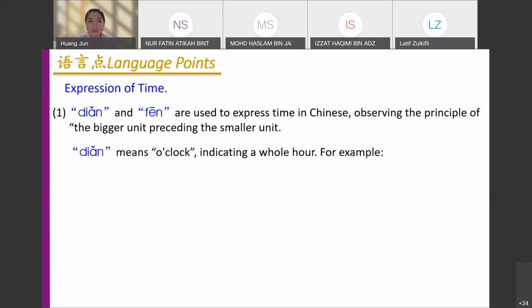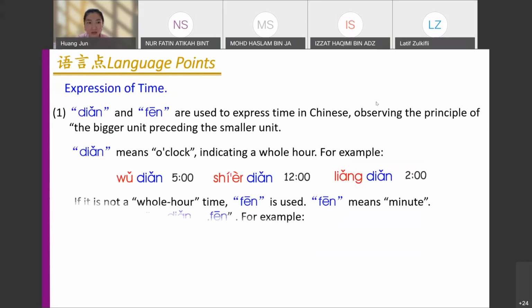For example, we have 5:00, 5 o'clock, 12:00, 12 o'clock. We have this one, 2:00. Okay, 2:00 means 2 o'clock. Remember, we are not using 两 wrongly here. So 2 o'clock, 2:00. Then 分 means minute. We have 9:20. So 9:20 means, like this one, at 9 o'clock, 20 minutes, 9:20.